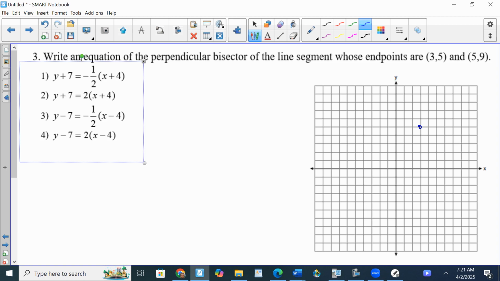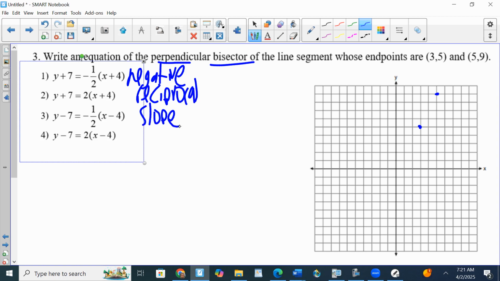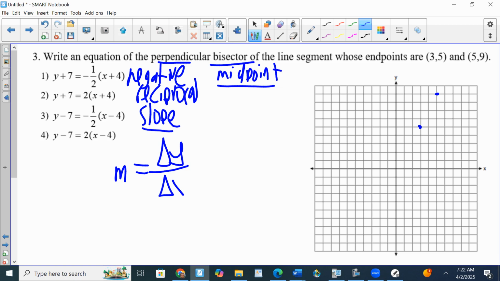3, 5, 5, 9. It's asking for the perpendicular bisector. Well, perpendicular, negative reciprocal slopes, and bisector is cut in half at its midpoint. So for perpendicular bisector, I need to find the slope, I need to find the midpoint. Slope equals delta y over delta x. 1, 2, 3, 4, up 4 over 2, positive 4 over 2, m is 2.